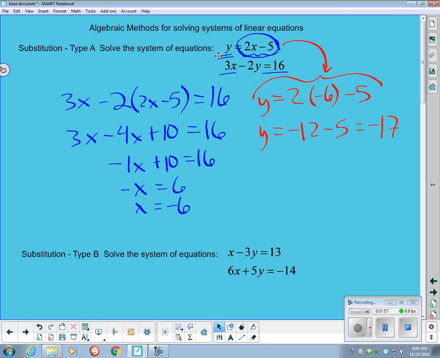And the way that we would normally write the answer then, because graphically this is a point of intersection between these two graphs, and the x value is negative 6 and the y value is negative 17, and that is where those two graphs intersect.